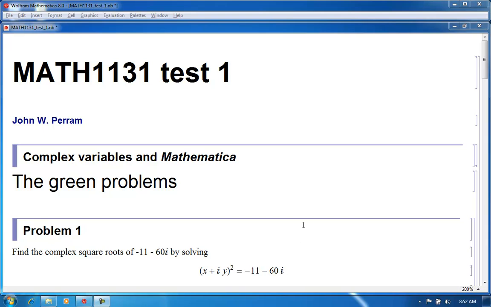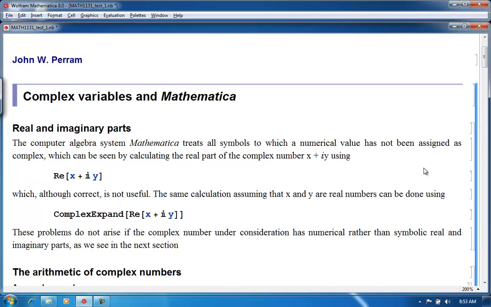Well, hello, this is John Perham here, and I'm going to present my solutions to last week's test in MATH1131 algebra. So before we start with the solutions, I want to say a little bit about complex variables and the computer algebra system Mathematica, which I used to do everything, basically.